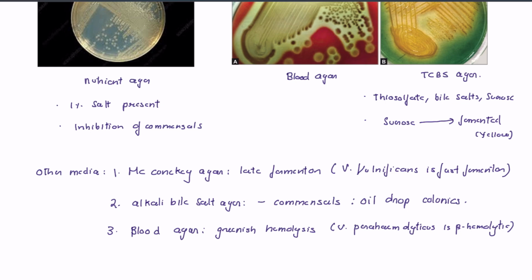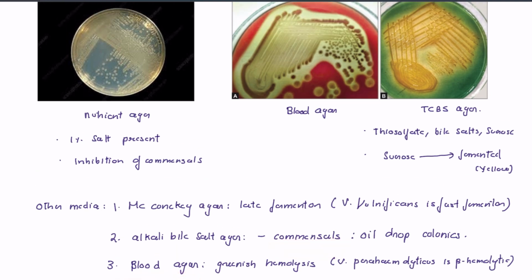If alkali bile salt agar is used, it is used to inhibit commensals. On blood agar, we can see that there is greenish hemolysis, but Vibrio parahaemolyticus is beta hemolytic. So we can use this to differentiate between Vibrio parahaemolyticus and Vibrio cholerae.